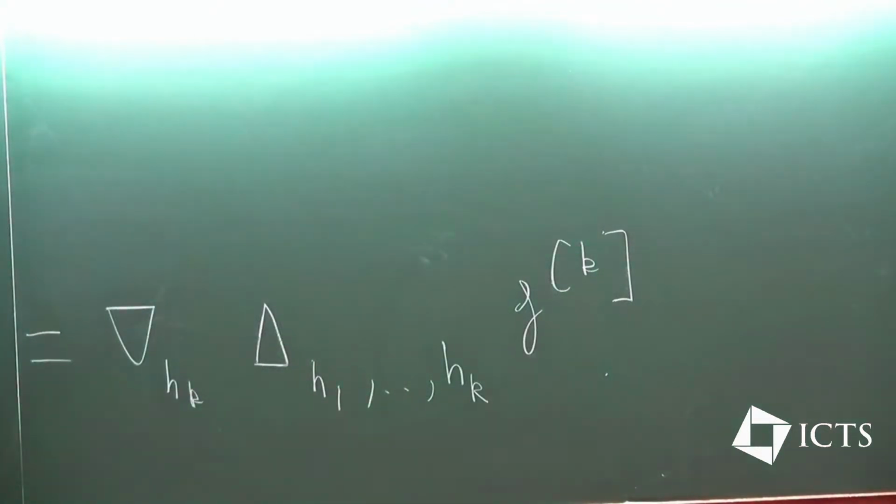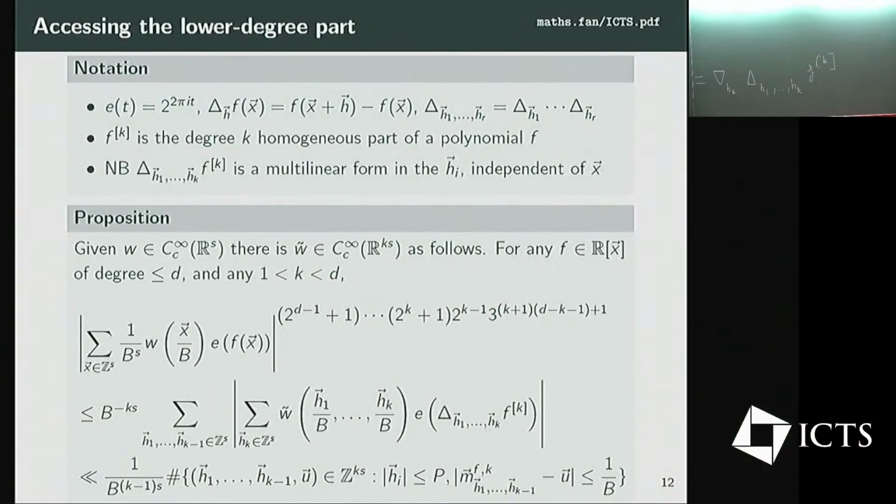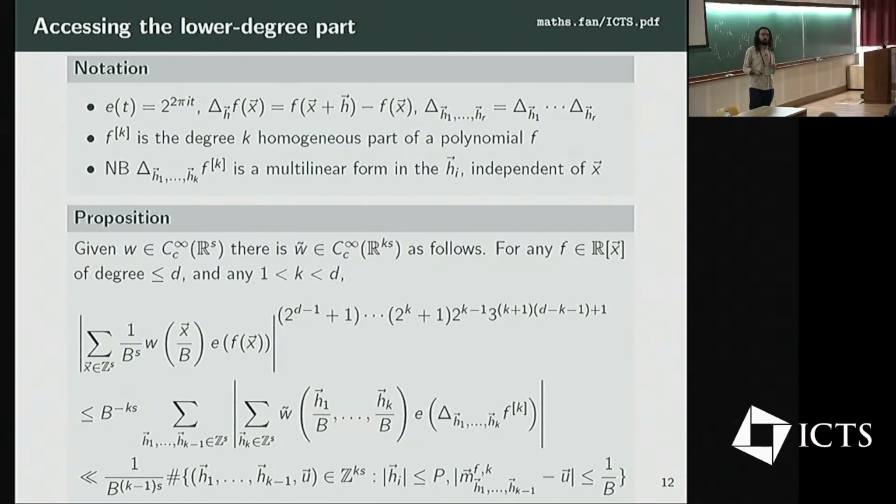So here we have this vector of multilinear forms. This is now a vector of degree k minus 1 multilinear forms being within a distance 1 over b of an integer vector u. So this is counting values of h1 up to hk minus 1 such that this vector of multilinear forms is very close to an integer vector. So this is a nice multilinear counting function.